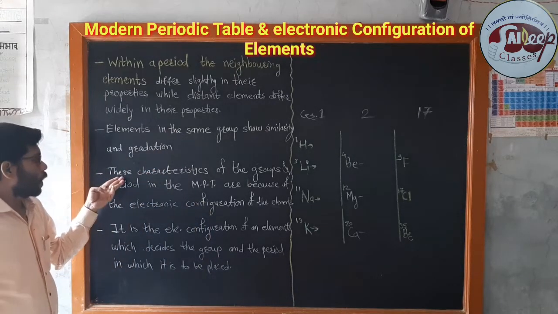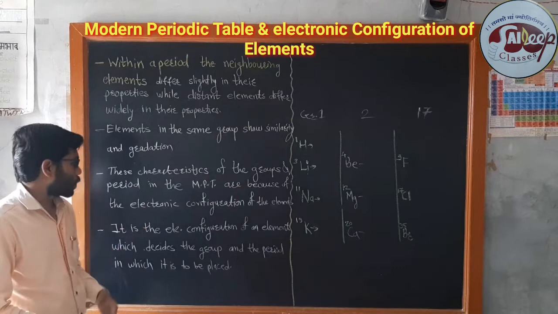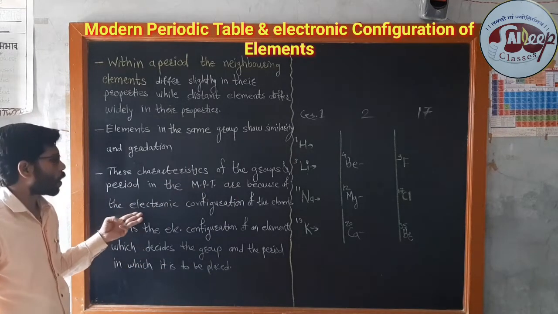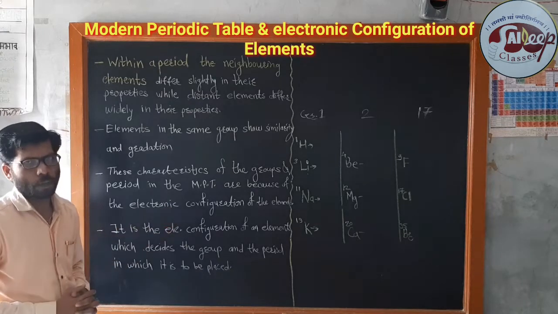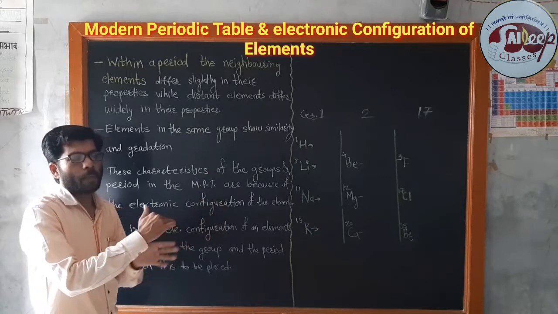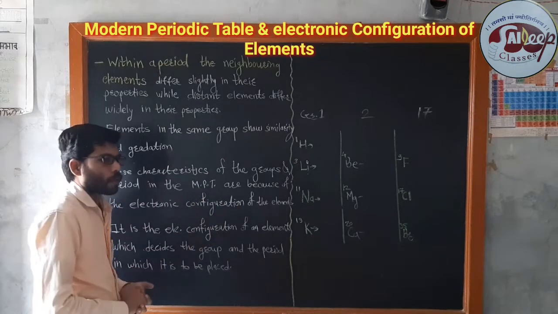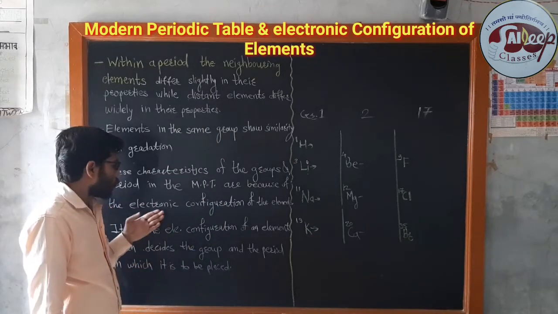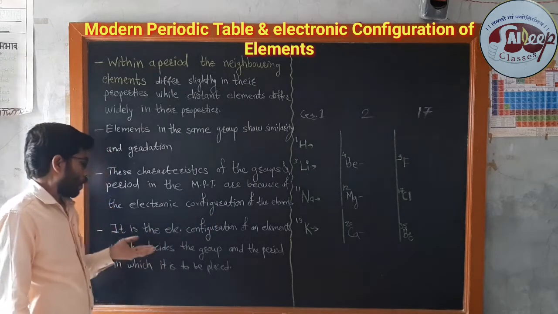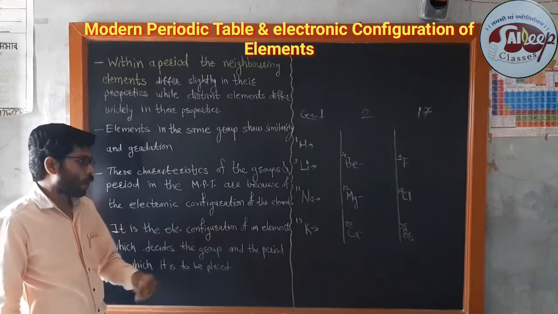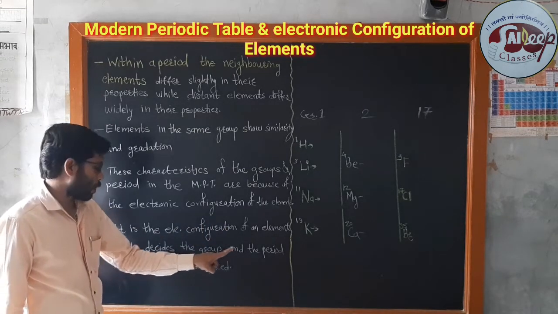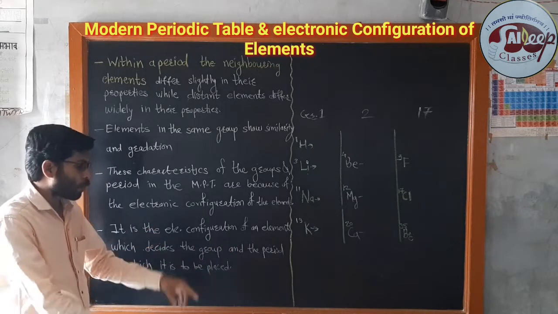Third, these characteristics of the groups and periods in the modern periodic table are because of the electronic configuration of the elements. It is the electronic configuration of an element which decides the group and the period in which it is to be placed.